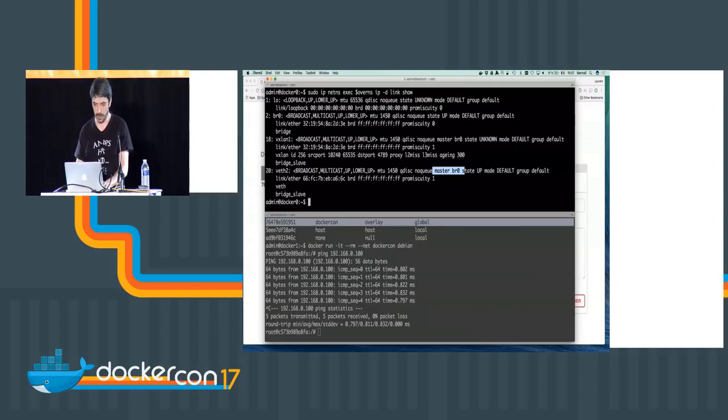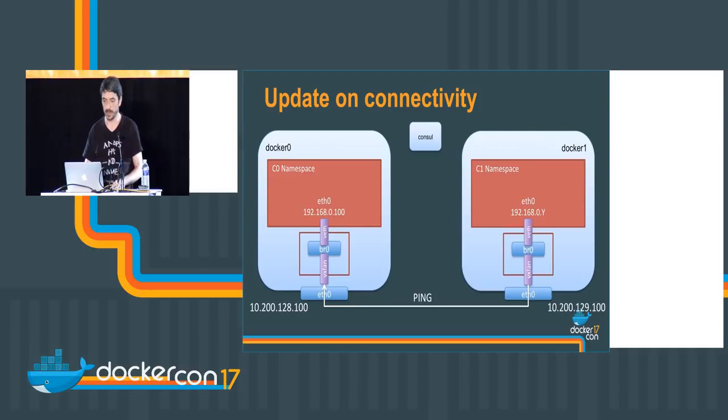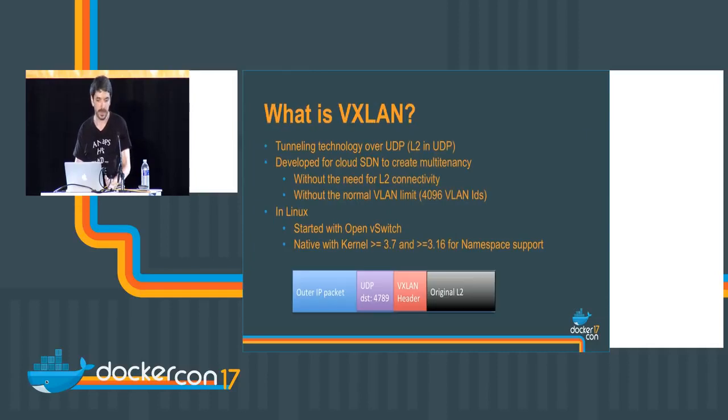So I'm just going to go back to the slides, and here is an updated version of what we found so far. This is how the connectivity is working now. So the question now is, you can imagine that this VXLAN interface is very important and is where the magic is actually happening. So what's VXLAN?